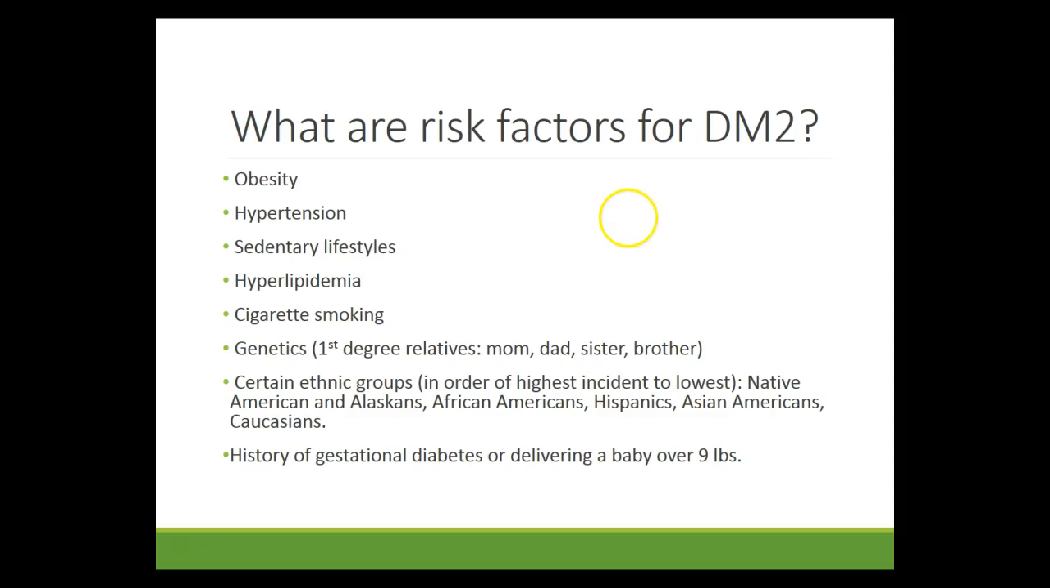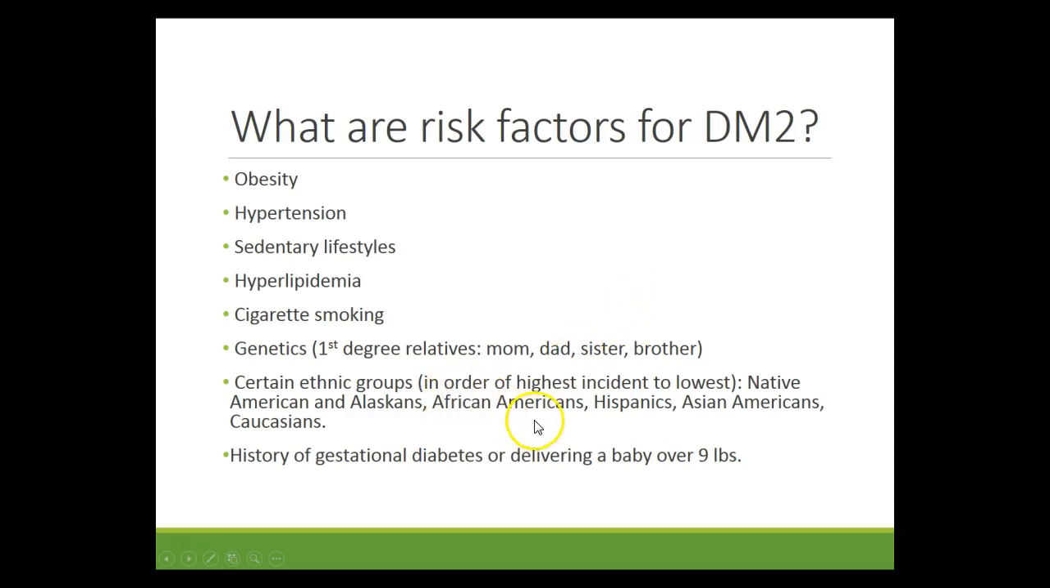Risk factors. Even before we diagnose, we have to kind of know what to look for. What is the picture of a person with type 2 diabetes? It's going to be the person who's obese, has hypertension, a sedentary lifestyle, high cholesterol, cigarette smoking, and genetics: first-degree relatives, mom, dad, sister, brother, in certain ethnic groups.